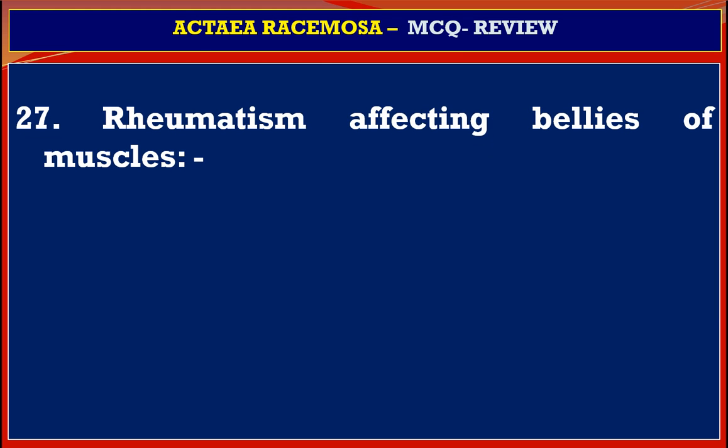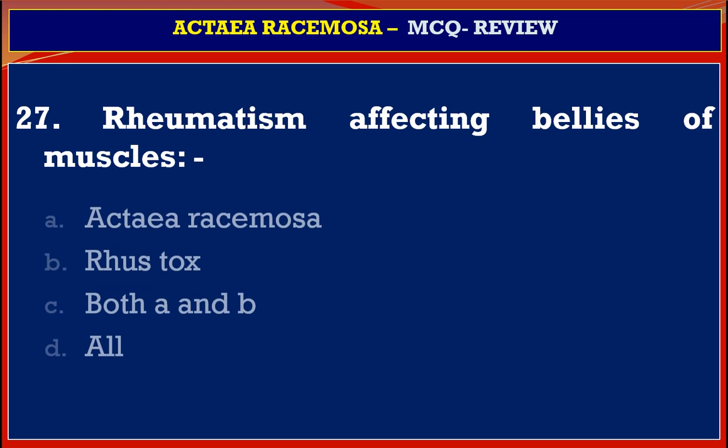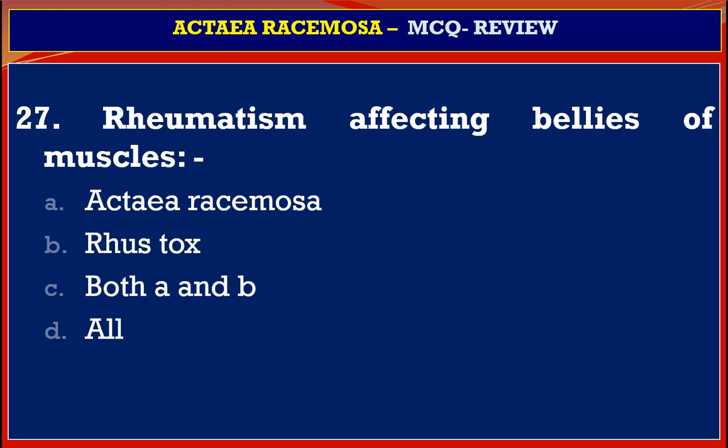27th MCQ is rheumatism affecting bellies of muscles. We have variables: A. Actaea racemosa, B. Rhus tox, C. both A and B, and D. all of above. Answer is A, Actaea racemosa.